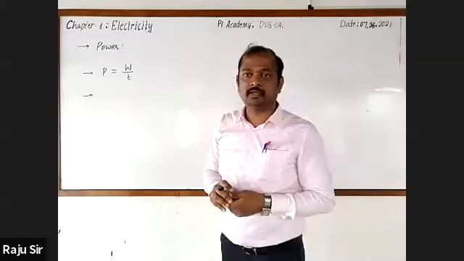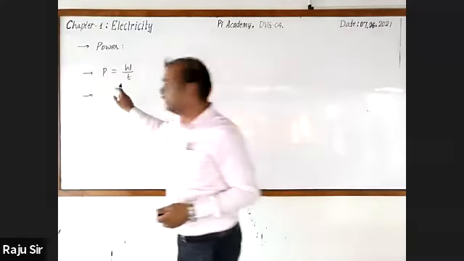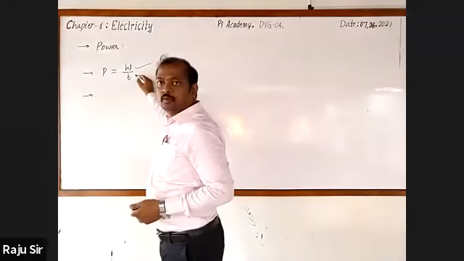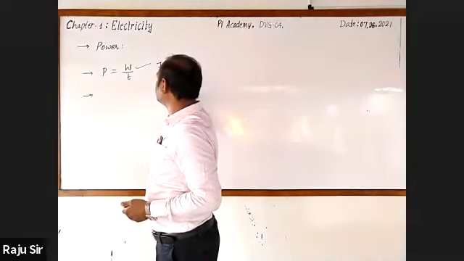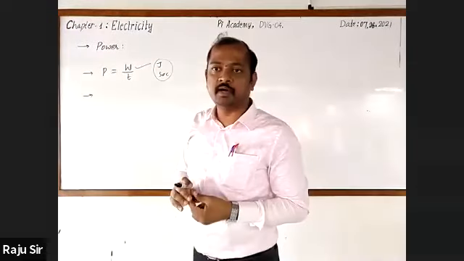Then you also know that power can be measured with a unit. SI unit of work done is joule, time is second. It is joule per second. We say that it is power.